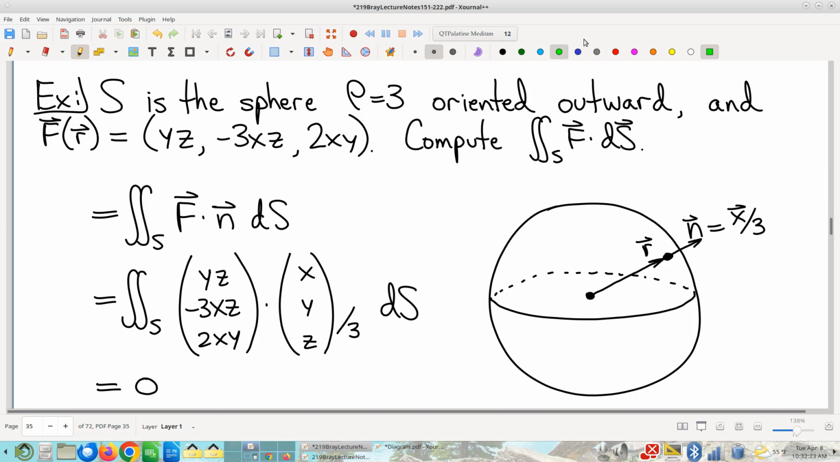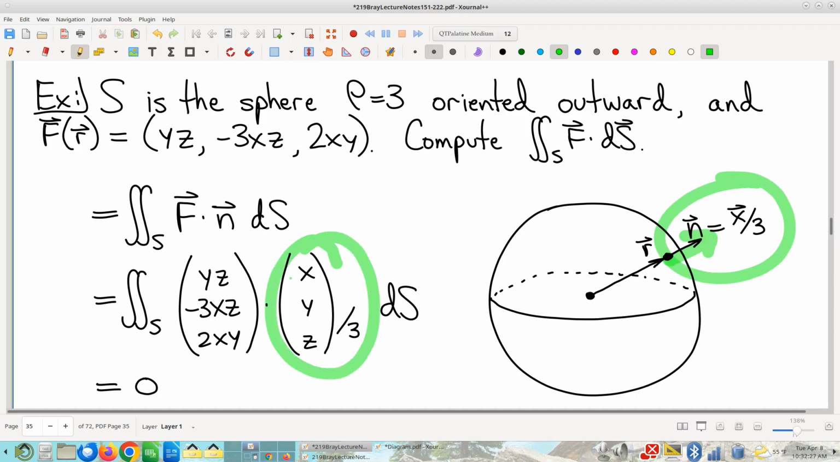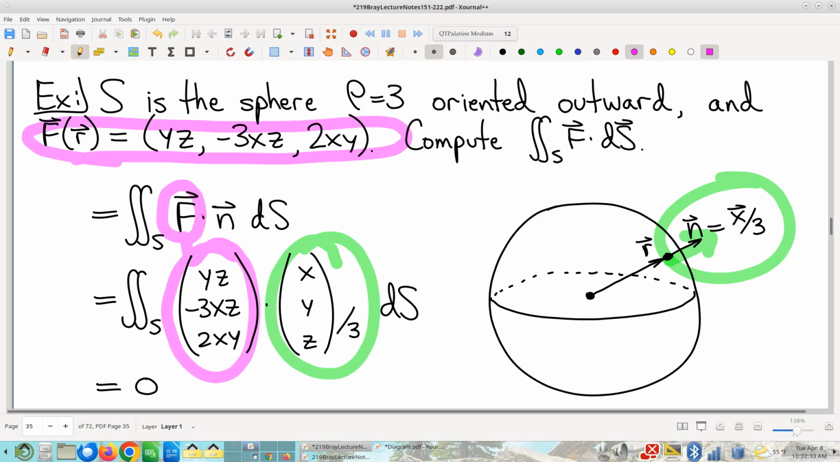And it helps in this case because my normal vector there and my field vector there, well, if you just punch up that dot product, it's 0. Drop the pen, walk away, we win. No fuss, no fuss.